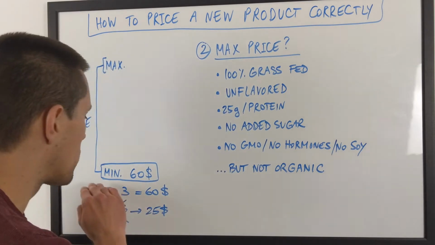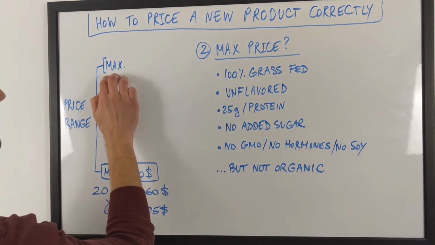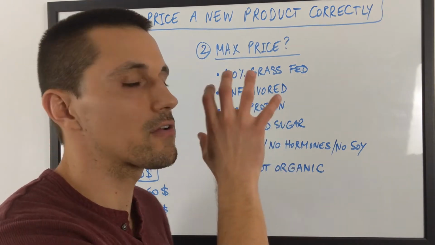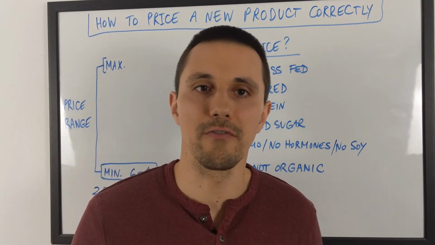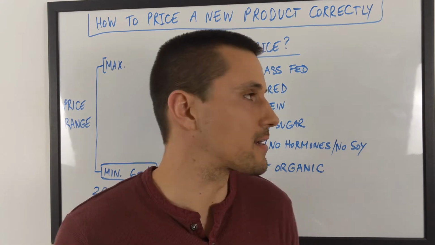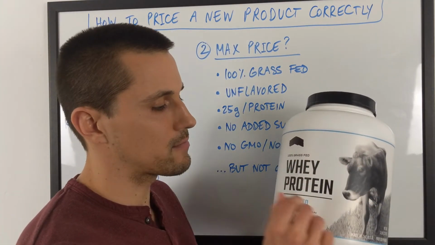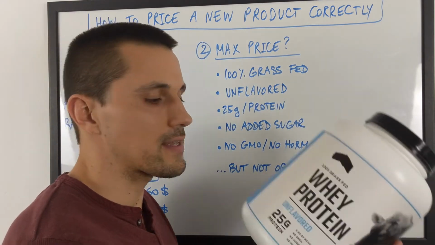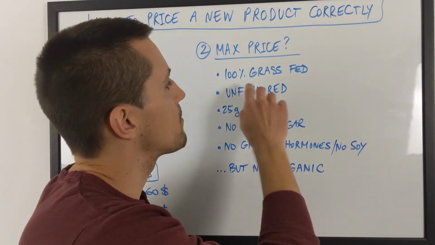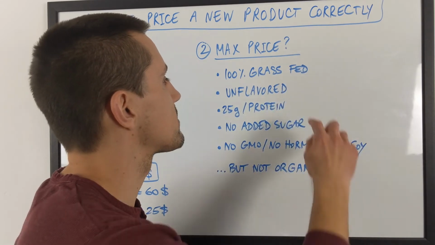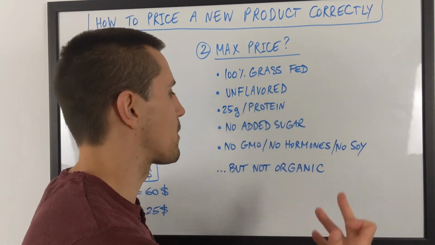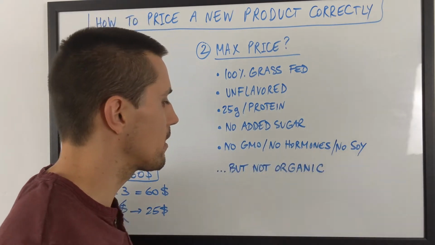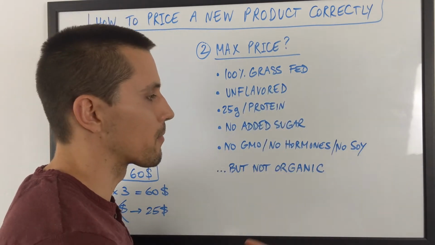Now that we have our minimum price, how can we calculate our maximum price? Well, that's the second step. To calculate the max price, it's going to be a lot of research, so let's get started. Imagine again I want to sell my whey protein. What are the criteria here? Imagine it's 100% grass-fed, unflavored, 25 grams of protein per serving, no added sugar, no GMO, no hormones, no soy, but it's not an organic product.